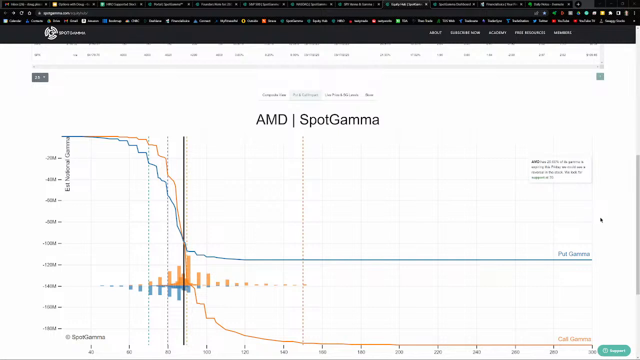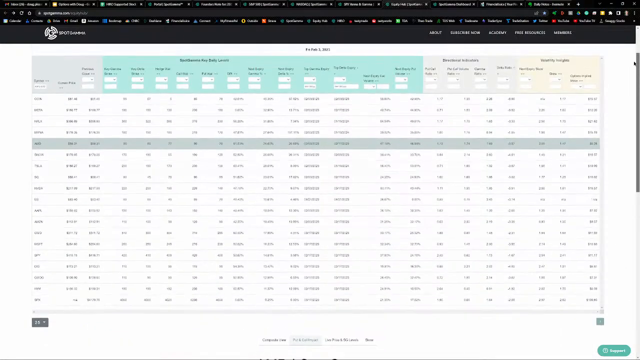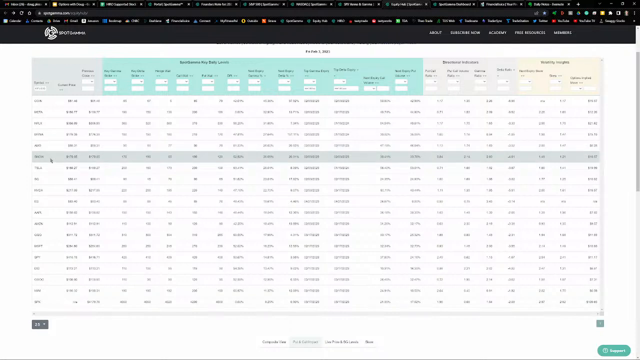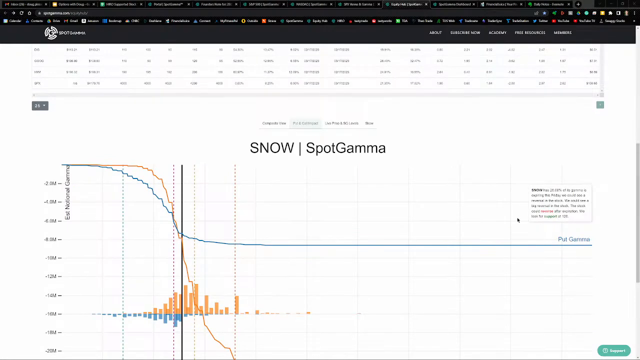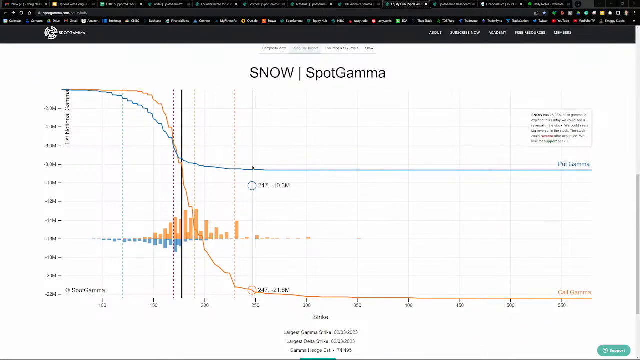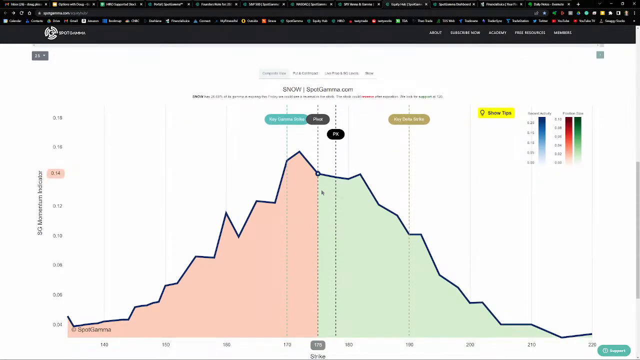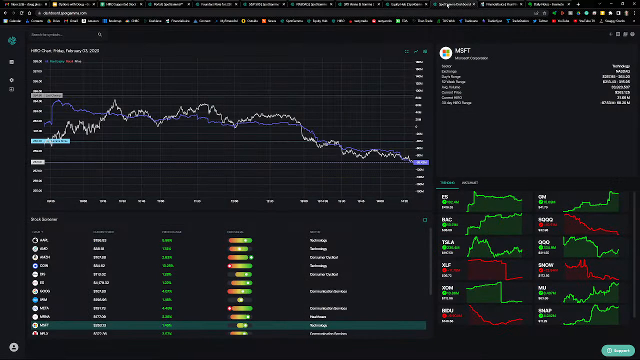Actually, let's take a look at one other stock on this list, and then we'll wrap it up with Tesla. So there's Snowflake, 26% gamma expiring today. There's the same note. Could see a big reversal on the stock after expiration, and notice the call dominance above this pivot line here at 175. Let's just go take a look at Hero real quick for Snowflake.